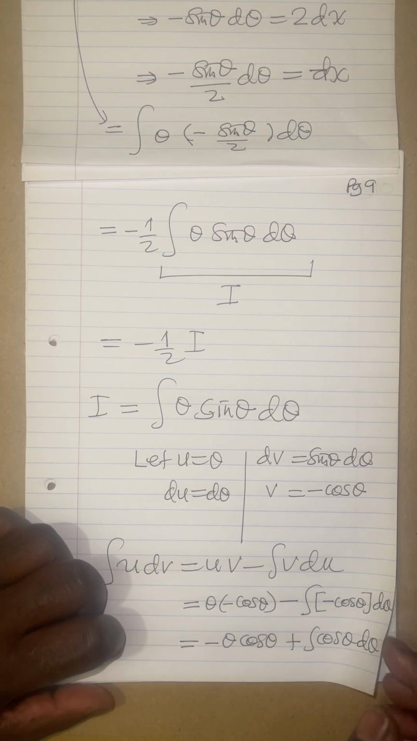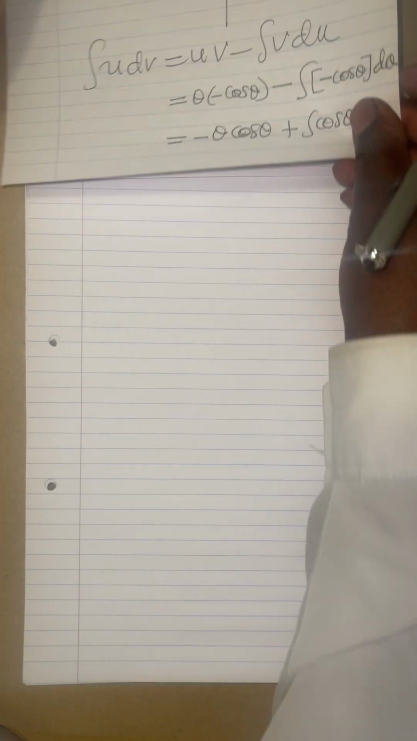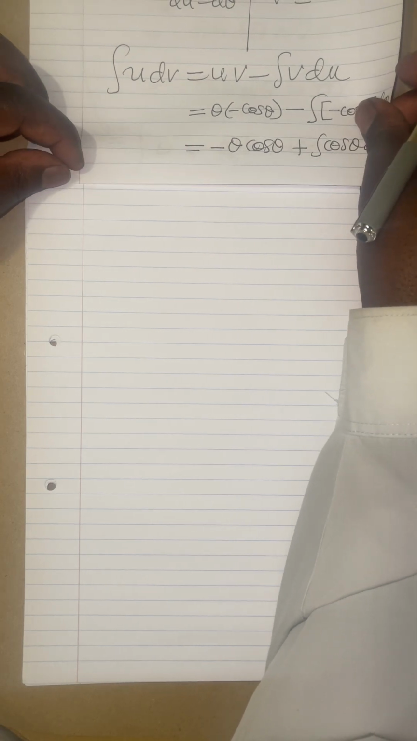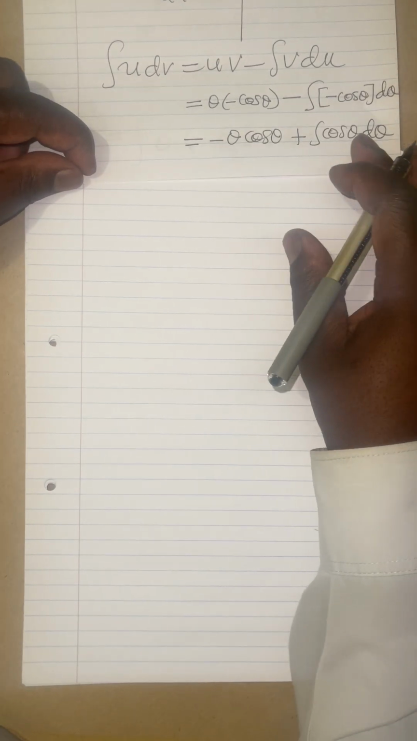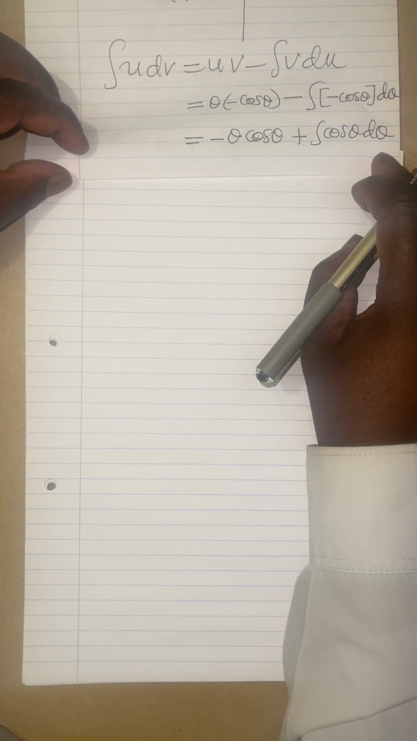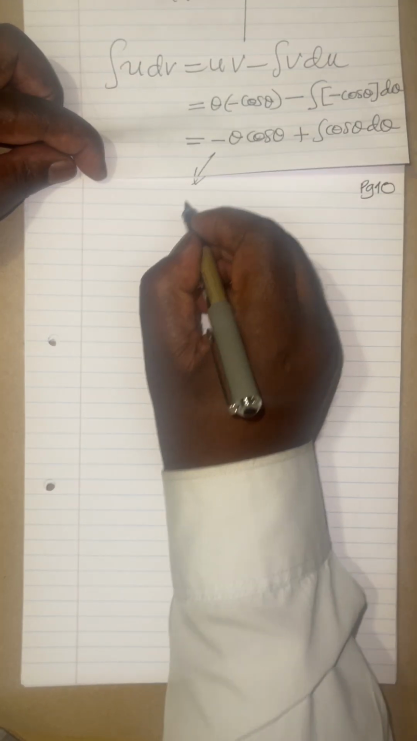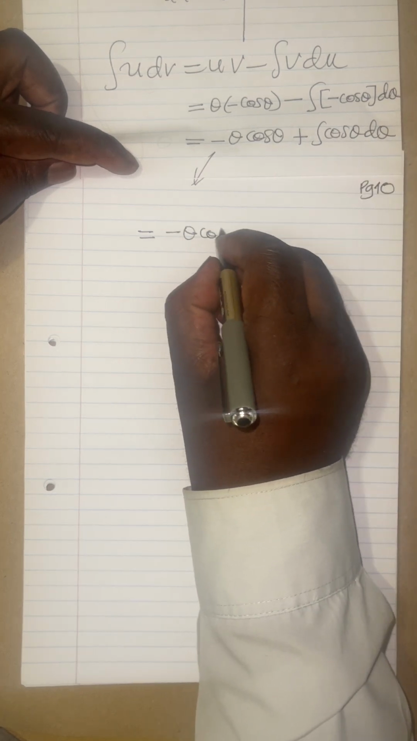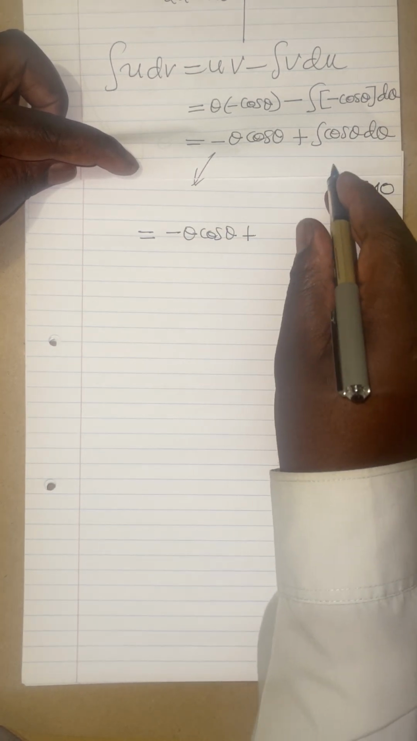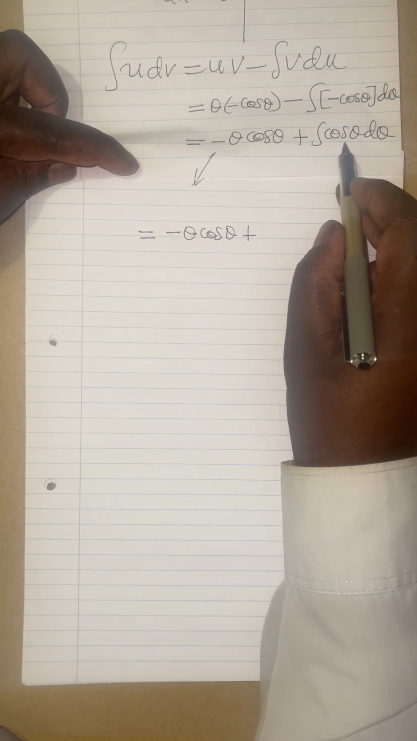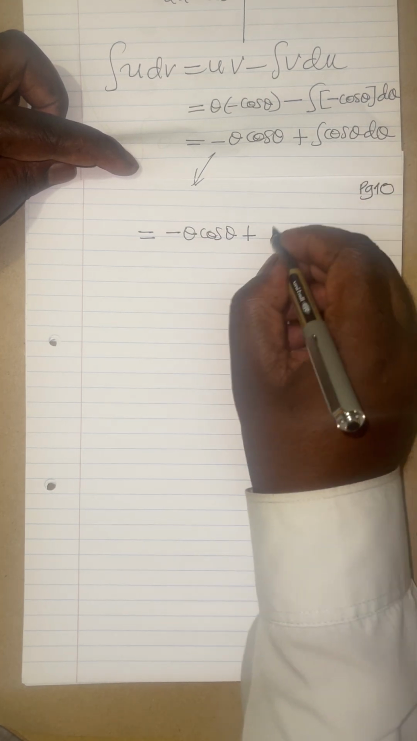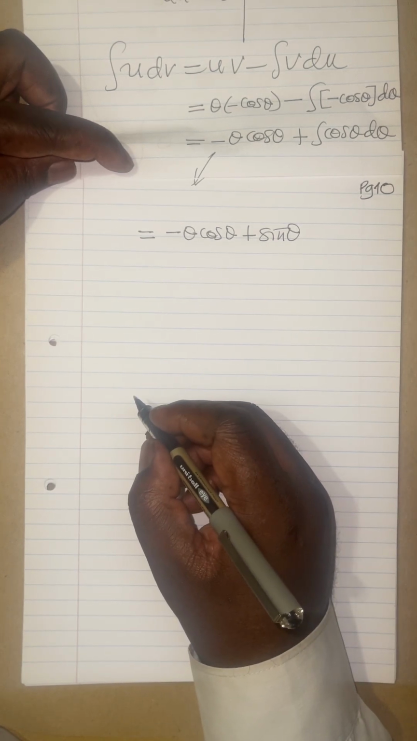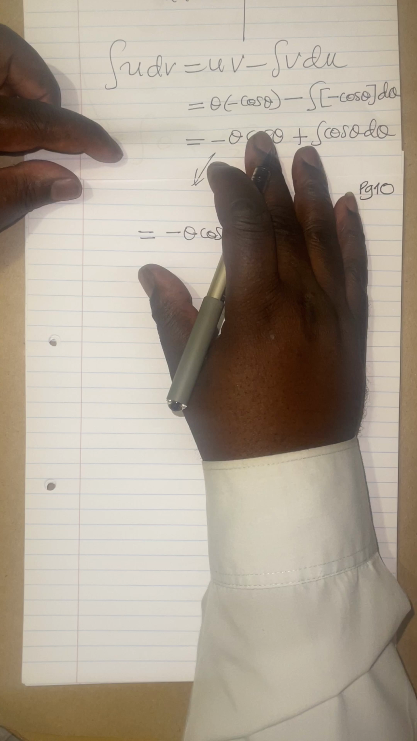Now, what is the integral of cosine? Well, the integral of cosine is actually positive sine. So hopefully you can see what I'm writing here. You see that one there? Yeah, I think you can see it. All right. So what I have now is exactly equal to minus theta cos theta plus the integral of cosine theta, which is sine theta. That's the integral of cosine theta, it's positive sine theta. So we have evaluated what our I is.